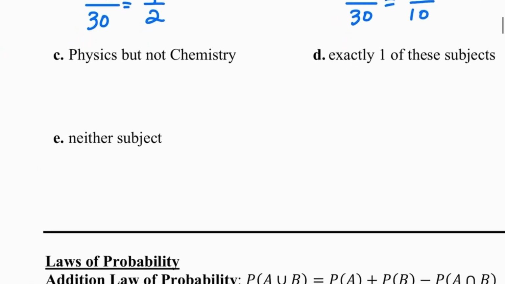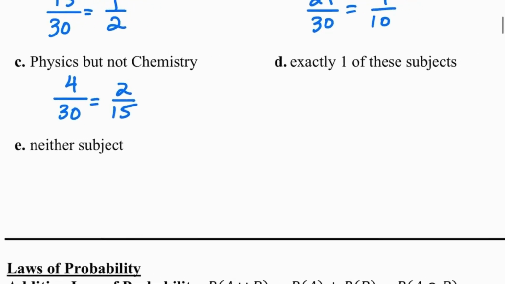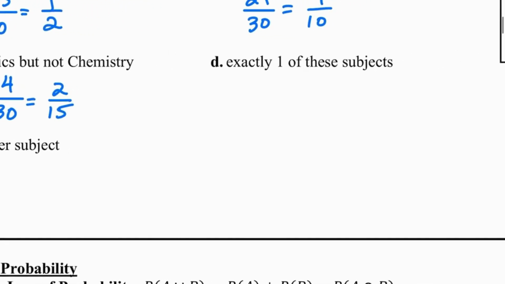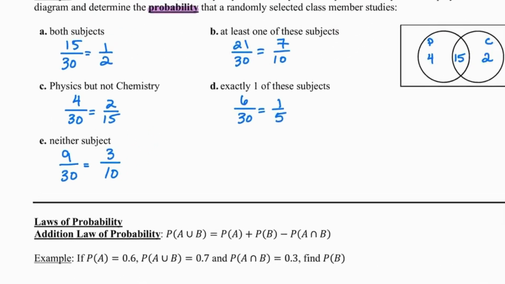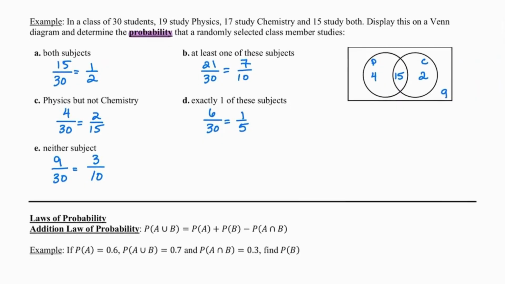How many people are doing physics but not chemistry, or just physics? That's 4 out of 30, or 2/15. How many of them are doing exactly one subject? That means they're only doing physics or only doing chemistry. That's 6 out of 30. And then neither subject, we found out that was 9 out of 30, or 3 out of 10. So that was tree diagrams and Venn diagrams.